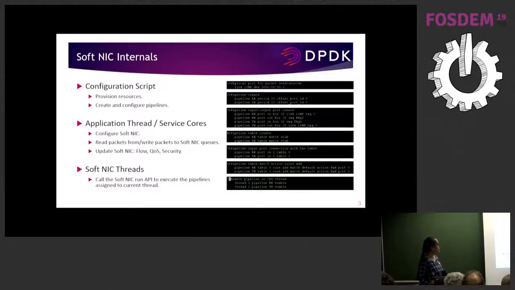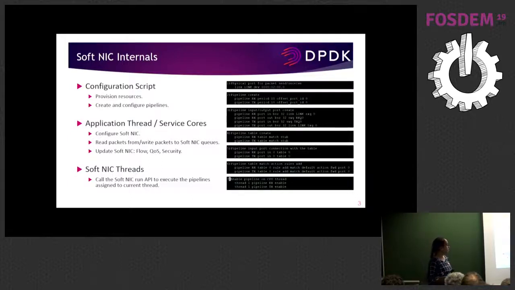So internally, who creates this SoftNIC and does the configuration and all these details? Either application threads or the service cores have to do this job. Service cores are cores dedicated to doing service related work items for the missing features of the hardware. These service cores are facilitated by the EAL in DPDK. Other than the service cores, application threads can also do the configuration and creation of the SoftNIC by themselves if they would like to.